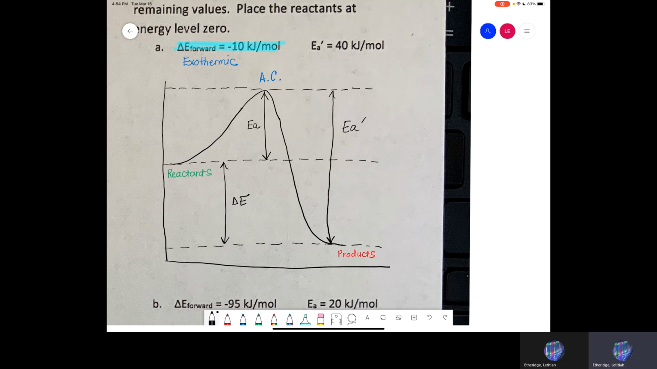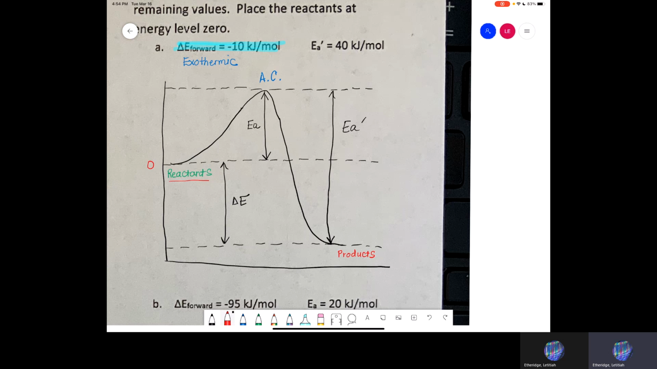Okay, so now that I know all of that information, let's take a look at what the problem is asking us for so I can label all the stuff I need to label. So the first one is, it says to always place your reactants at energy level 0. My reactants are here, so guess what? That's 0. Okay, that's the easy point. And then it says that EA prime is 40 kilojoules per mole. Okay. Let's start with the delta E though.